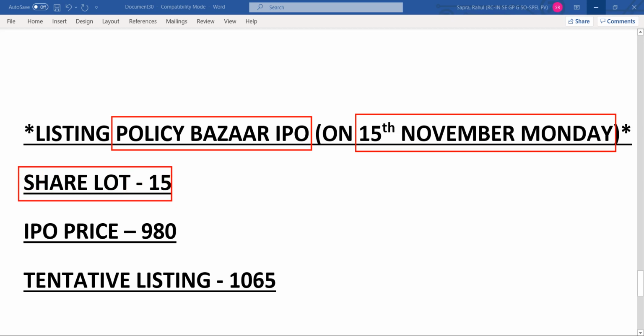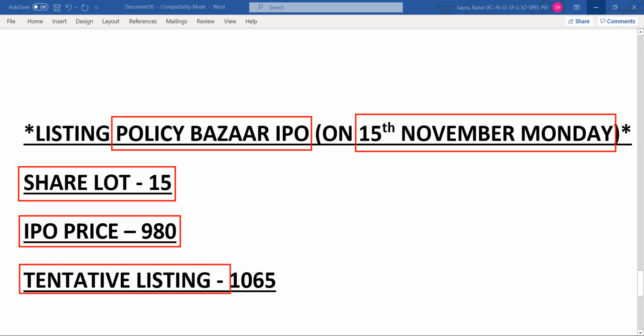In one lot, it consists of 15 shares. And the price for each share was 980 rupees. Current grey market premium is approximately 85 rupees. So if we add 85 into 980, then the tentative listing price would be coming out as 1065 rupees. Okay, so which is approximately 8 to 10% of the price band.